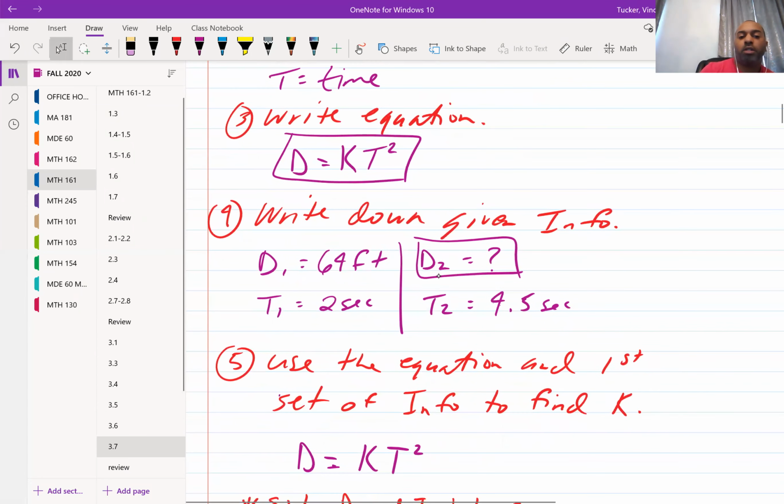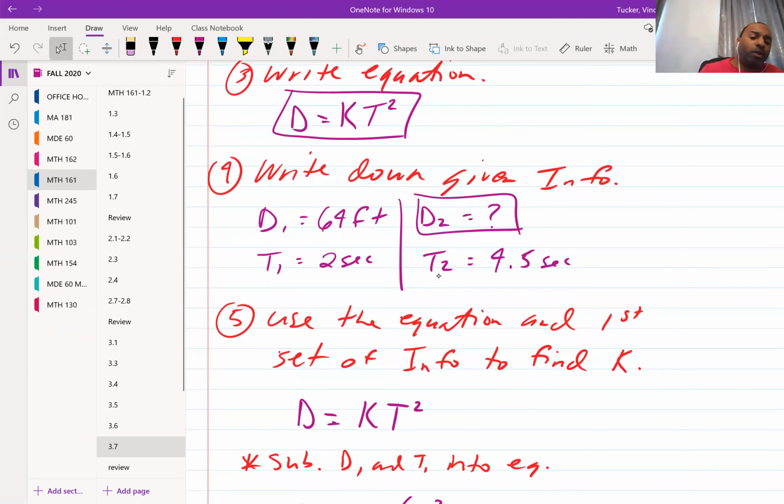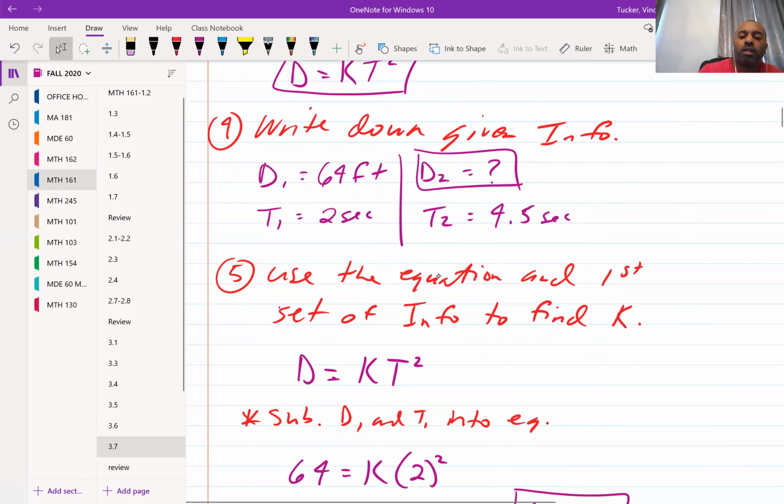All right. So step 5, we'll use the equation and the first set of information to find K, our constant of variation. And these problems aren't really that long, but when we take time pausing and explaining, it may seem long, but once you get in the flow, just do the steps, walk through them. The problems aren't that long.